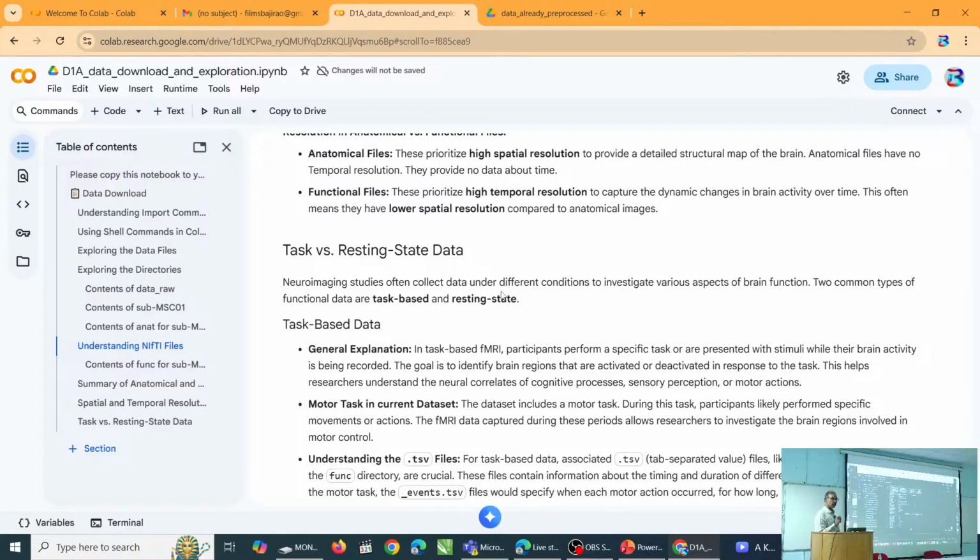Can anyone tell me what was the field of view, based on what we had covered yesterday? Remember, I had said that to get the spatial resolution, you divide the field of view by the matrix dimension, right? So from this, you know the matrix dimension and you know the spatial resolution. So what should be the field of view? Good. So you multiply 224 or 256 by 0.8, 256 by 0.8. So that is your field of view.